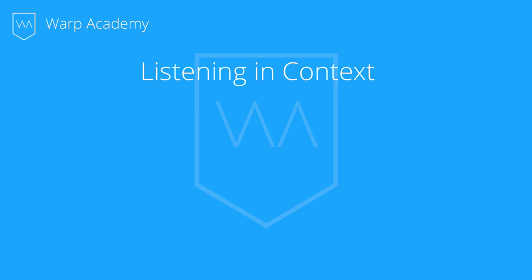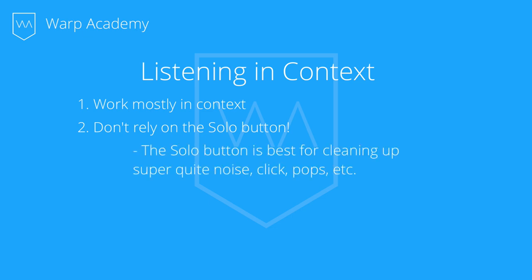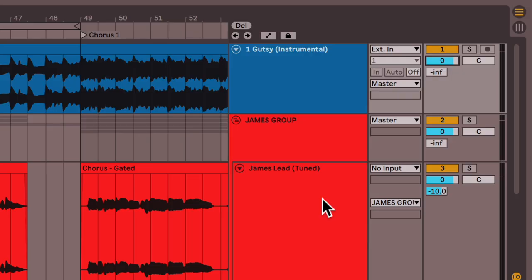Also, I recommend doing the vast majority of your vocal processing while listening to the vocal in context. In other words, not soloing the track too much. Basically, rule of thumb, I only pretty much use solo for the initial cleanup of the vocal, listening for subtle noise, clicks and pops, things like that. And then afterwards, probably 90 to 95% of my processing I do in the context of the song, listening to the music, etc.